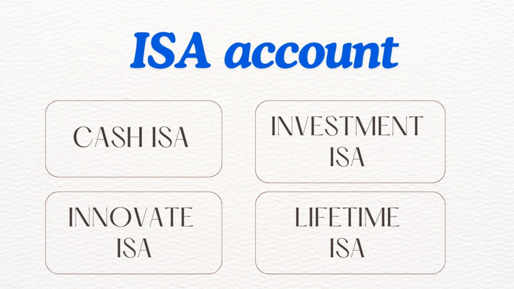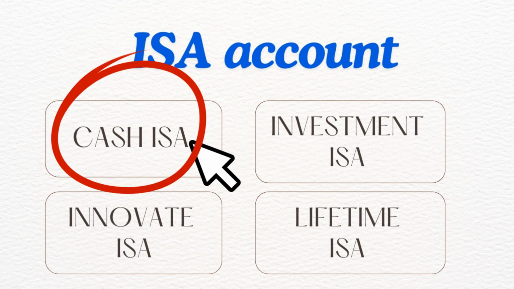Next, I'm going to talk about the categories of the ISA account, and there are 4 kinds of ISA account in the UK. The first one is the cash ISA. This kind of account is the most straightforward one. It's a savings account, and you just need to put your money into the account and you will get interest from it. Different banks will give you different interest rates, so you need to compare before deciding which bank you are going to open your cash ISA with.